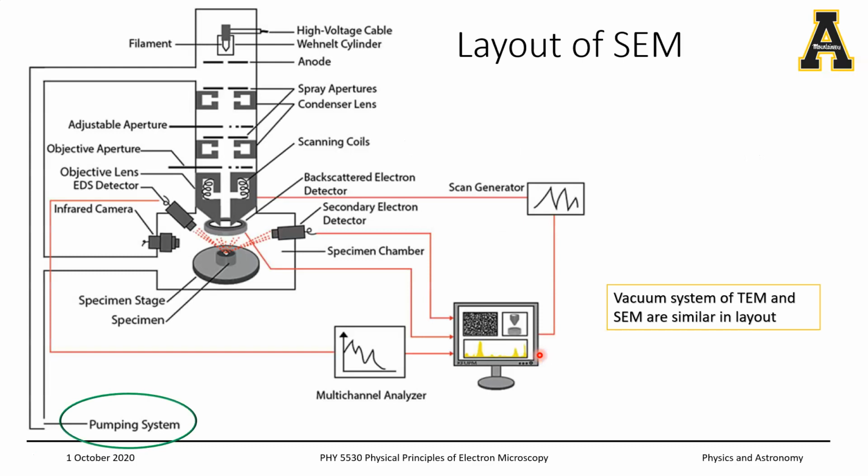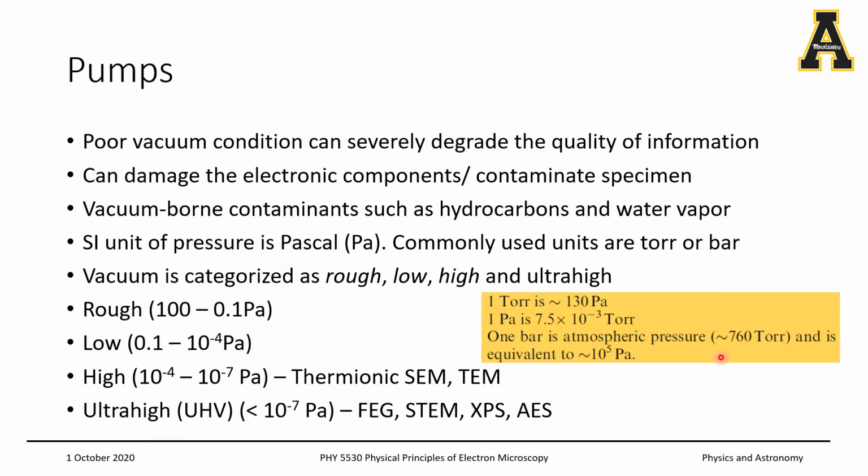So here is the schematic. We have seen this image in the past. We are going to focus on the pumping system right here. And as I said, the vacuum system for both the TEM and the SEM are similar. So let's just jump into it. So typically the pumps are essential to generate the vacuum in the electron column.